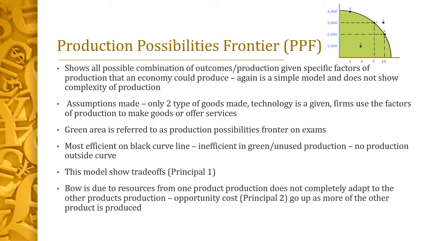The other thing is that they sometimes ask you about the bow. Why is this not a straight line? The bow is all about opportunity cost, which is also principle 2. The cost isn't always equivalent from one item that you're producing to another. So in my Waka Waka experiment, we're making computers on one side and we're making movies on the other. Things that you use to make computers may not be as adaptable to making movies, and vice versa.